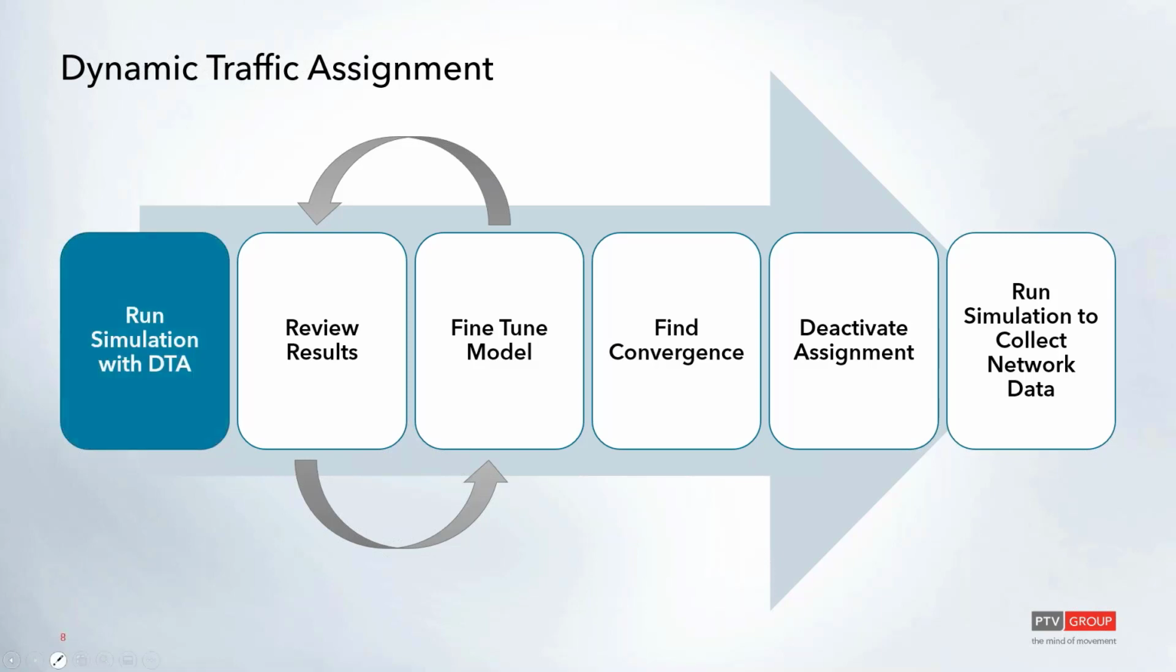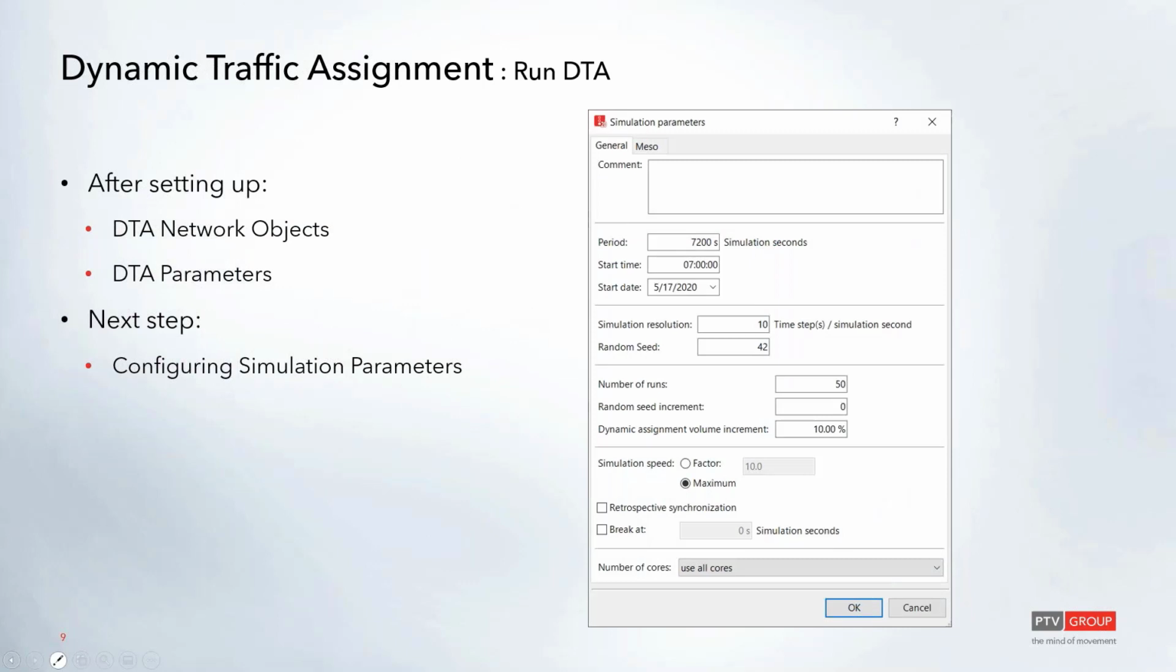So first up, we'll take a look at how we can run DTA once we've set up all of our network objects and parameters. Most of this setup will be done within the simulation parameters window itself.